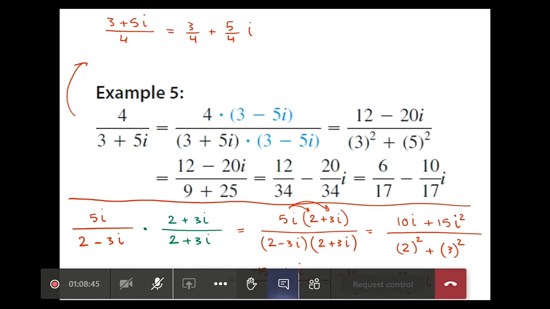What's the real part? The real part is negative 15 over 13. What's the imaginary part? 10 over 13. Okay, any question? Any question?